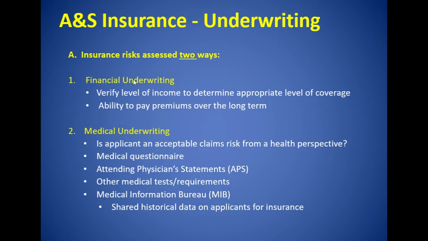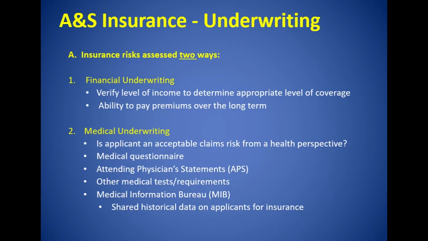First of all, there is financial underwriting and medical underwriting when it comes to issuing disability income policies. Under financial underwriting, the underwriters want to verify the level of income of the applicant to ensure that the level of coverage they've applied for is reasonable and can be justified. And so they will usually request a history of the earnings over the past 2 or 3 years.